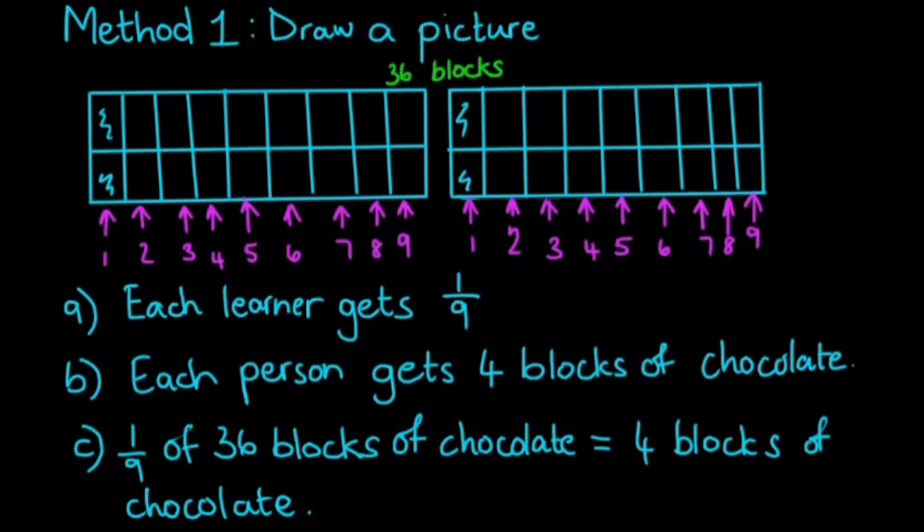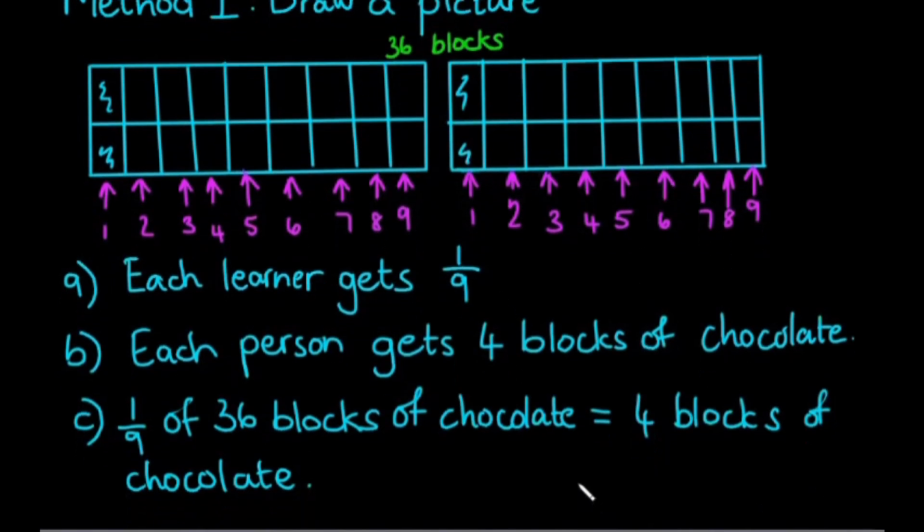Then B asked us how many blocks will each person get. Each person will be getting 4 blocks of chocolate. If I look at number 1, they get 1 column which consists of 2 blocks of chocolate in the one chocolate. And in the other chocolate, they will also get 2 blocks. And this added together will give us an answer of 4. Next, we need to complete the sentence. So 1/9 of 36 blocks of chocolate is equal to 4 blocks of chocolate.